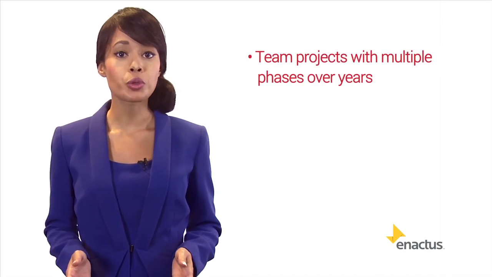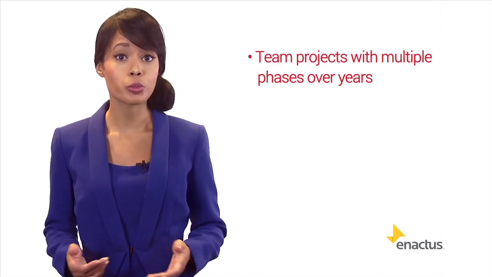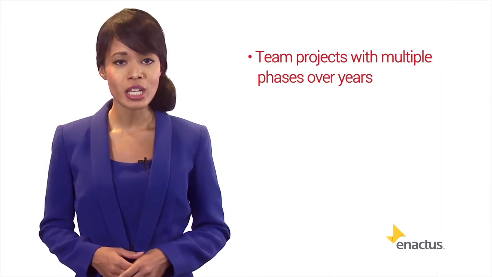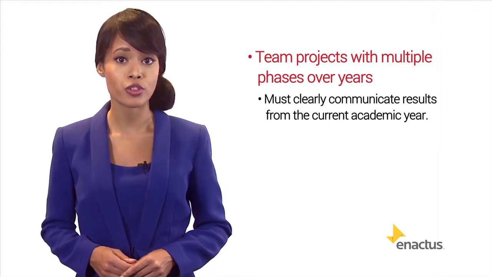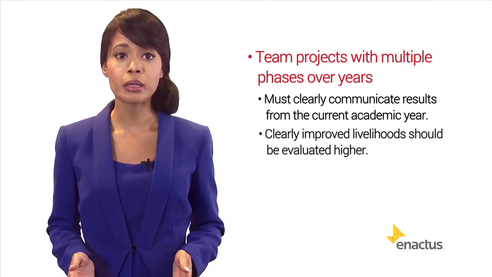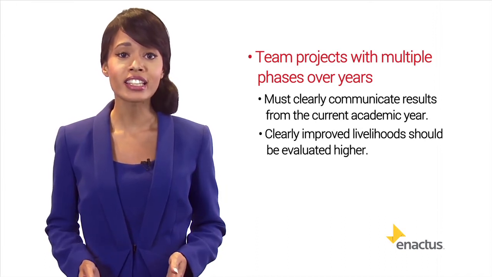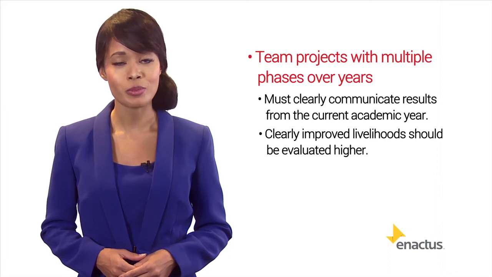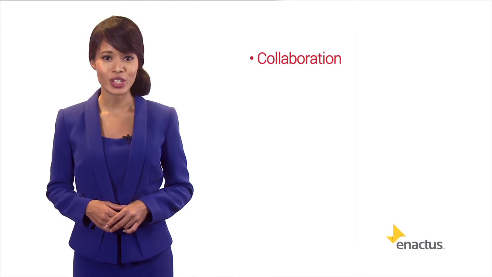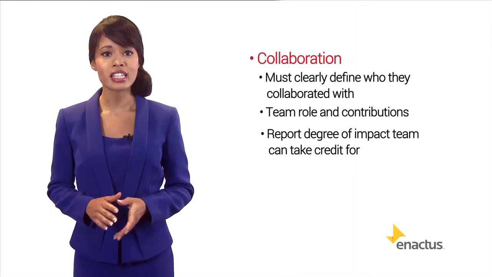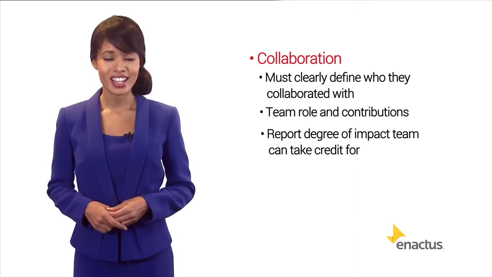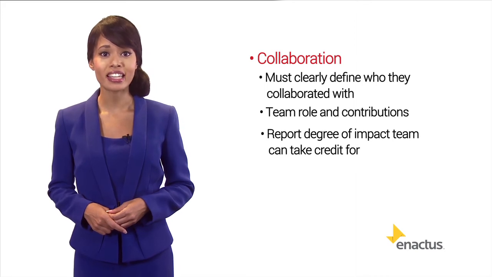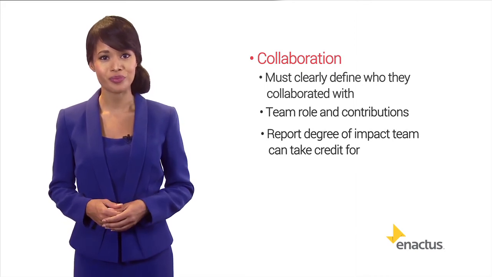Some teams will have projects with multiple phases that might even take place over multiple years. It is important that each team clearly communicate results from the current academic year, not just on ideas, plans, or previous results. Projects that clearly demonstrate improved livelihoods should be evaluated significantly higher than those whose full impact has yet to materialize. It is not uncommon for teams to collaborate with other organizations on projects. It is very important that the team clearly define who they collaborated with and what the team role and contributions were. Teams should clearly report to you the degree of impact they can legitimately and fairly take credit for.